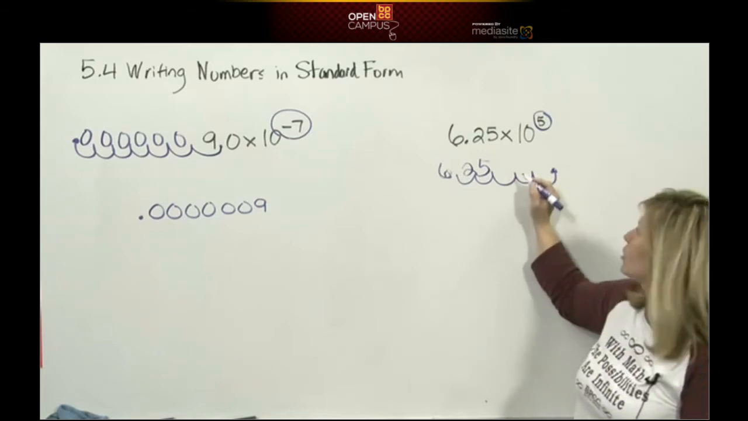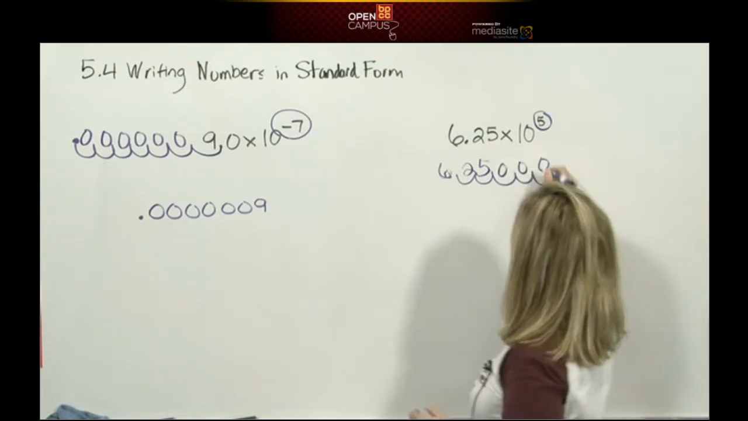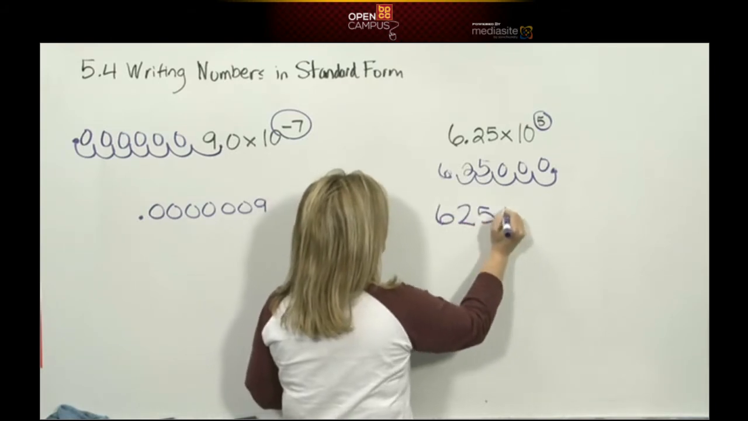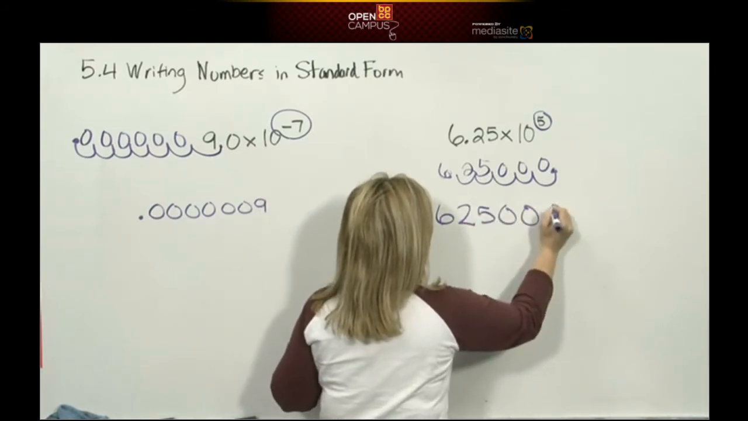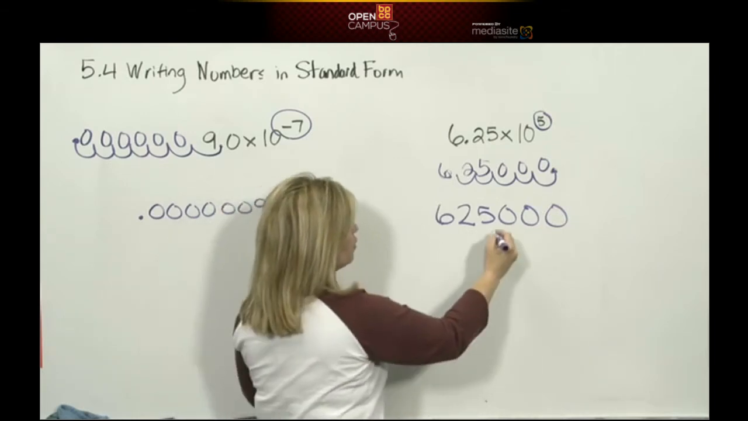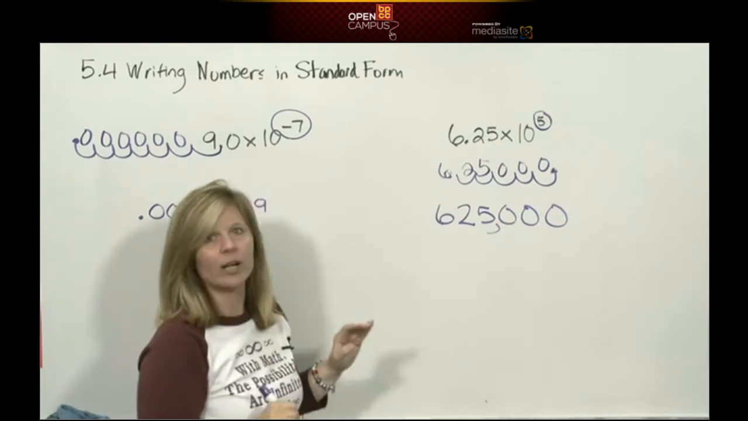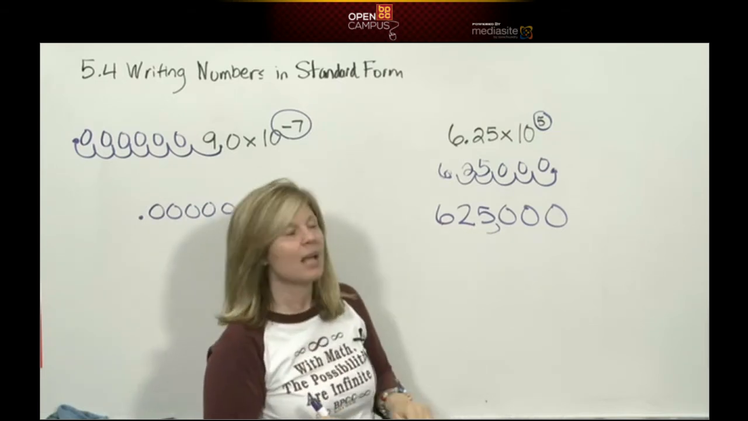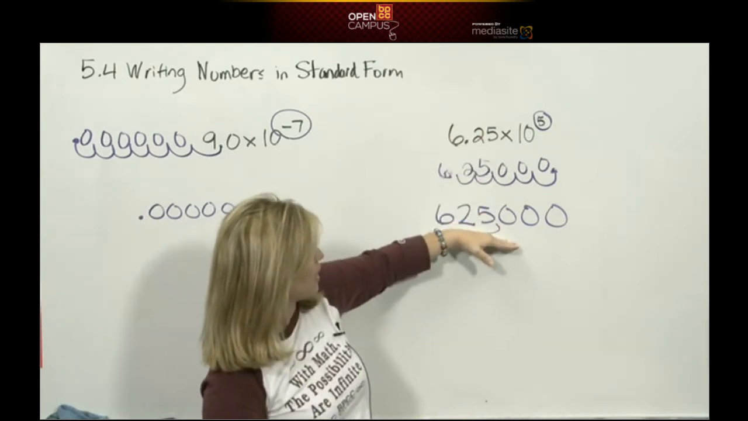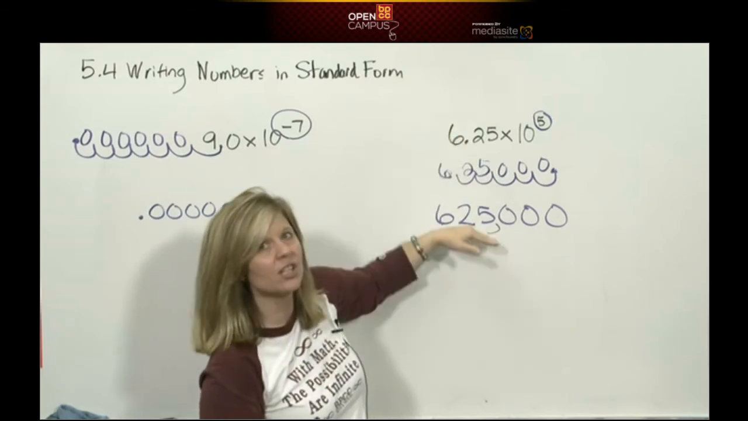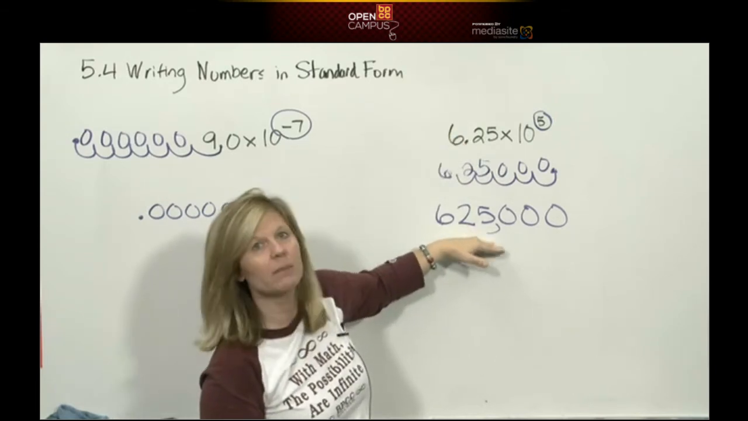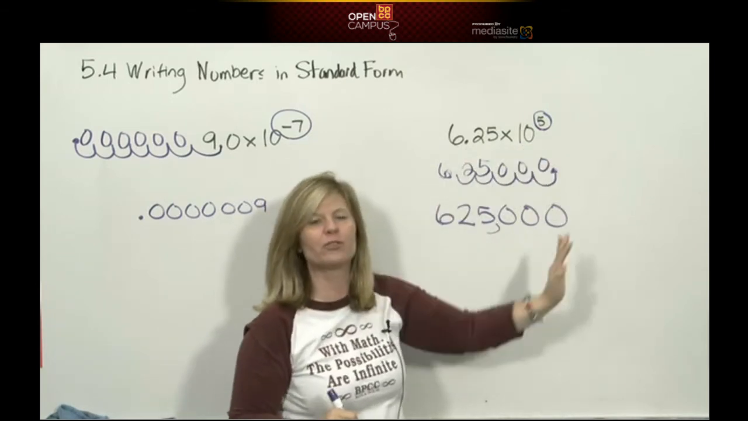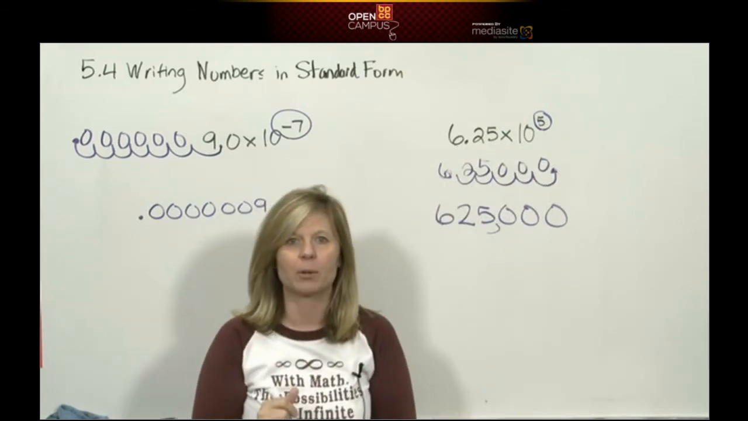I need to put placeholders, so I put my digit zeros. So I have 6, 2, 5, 0, 0, 0. Because this is a whole number, I'm going to put my comma so I can read it correctly. This is 625,000. And that is this number in standard form. Scientific notation, standard. I knew it was going to be a large number because my exponent was positive, and when I move to the right, I make a very large number.